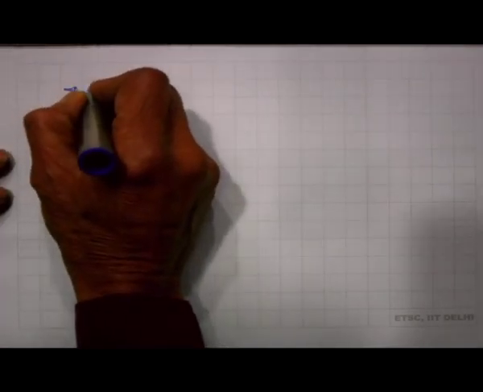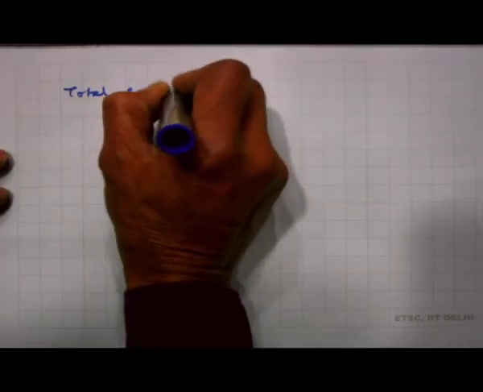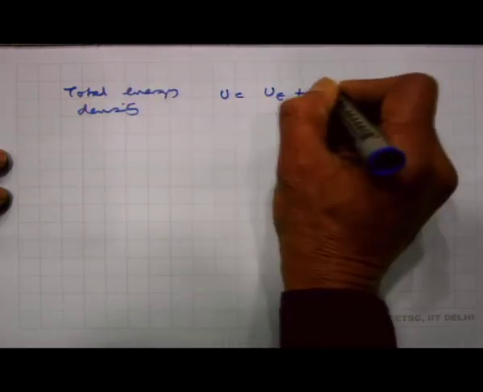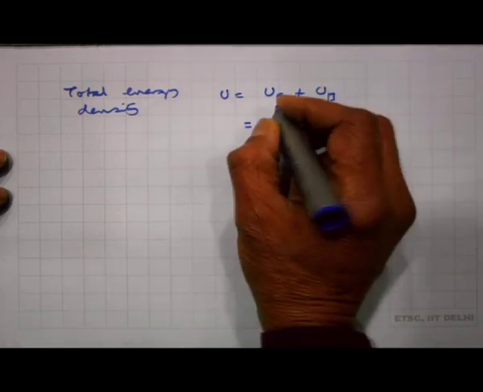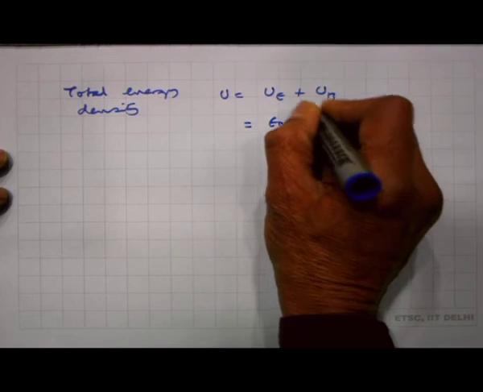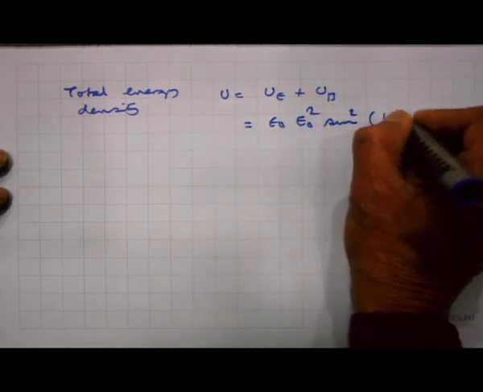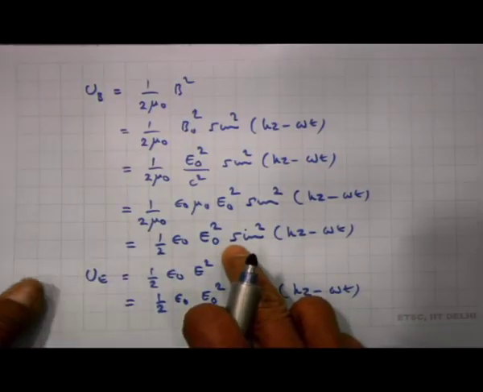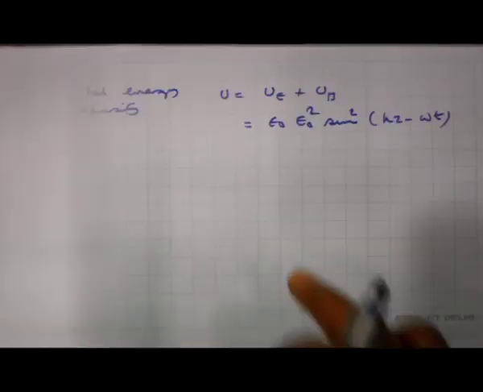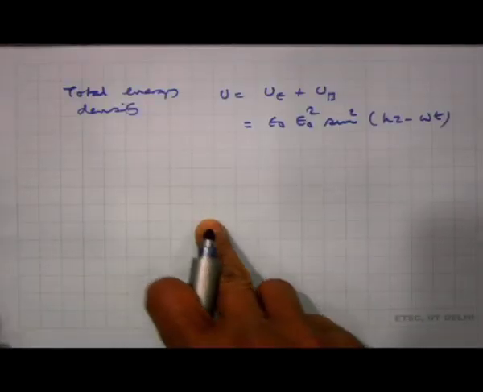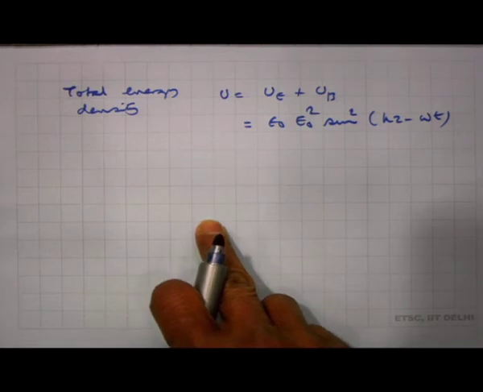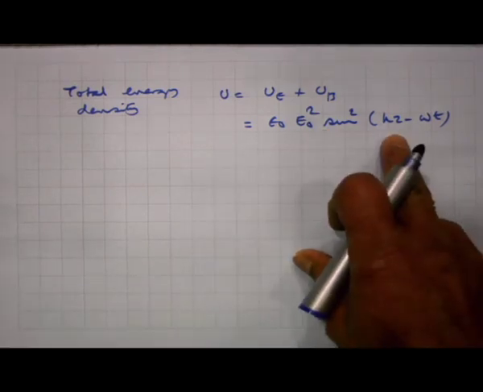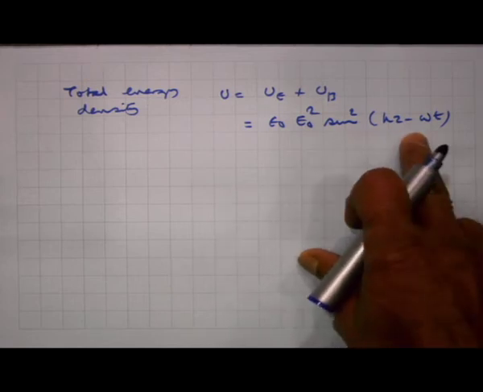So, I can write the total energy density u is equal to u e plus u b, which becomes equal to epsilon 0 E naught square sin square (k z minus omega t). I have added these two. This is the electric field energy density, and the magnetic field energy density, they are equal, and so I get epsilon 0 E naught square sin square (k z minus omega t). Now, this is a time varying and a position varying function. As you can see, it varies as sin square (k z minus omega t).